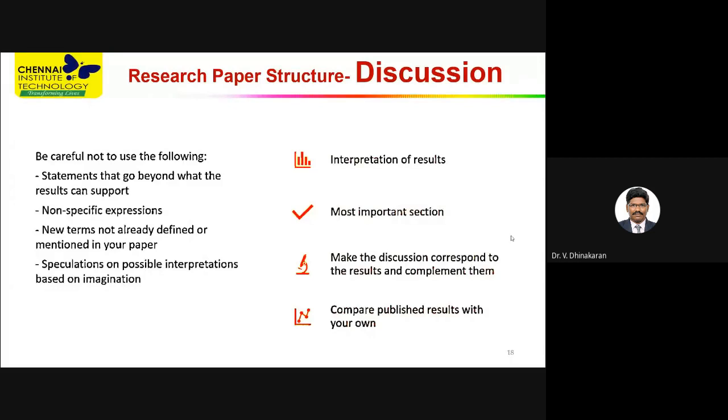You should not write simply like, when I increase the parameter from 50 amperes to 60 amperes, the weld bead increases. Why is it increasing? What is the reason behind that? That should be given in the discussion.